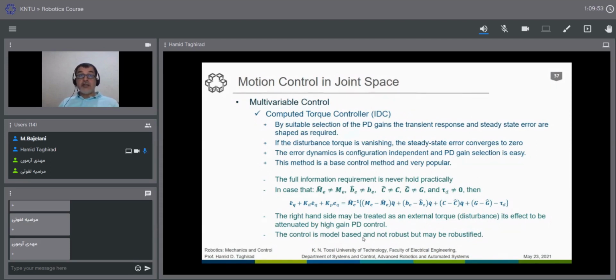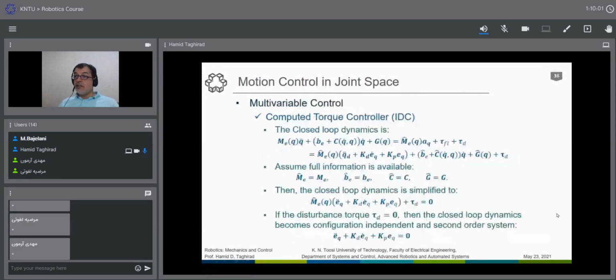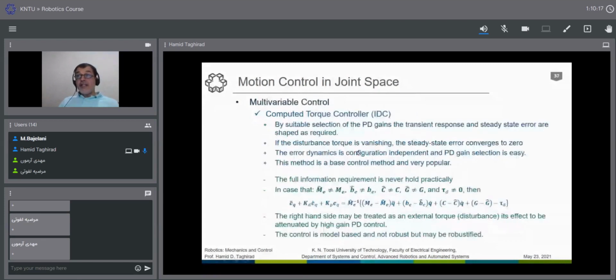Maybe the steady state error is not equal to zero if G is not equal to G hat. But if it is equal, we have a second order system, and a second order system has zero steady state error to a step input. Of course, for higher order it might not be exactly the same. If the disturbance is vanishing, the steady state error comes to zero.